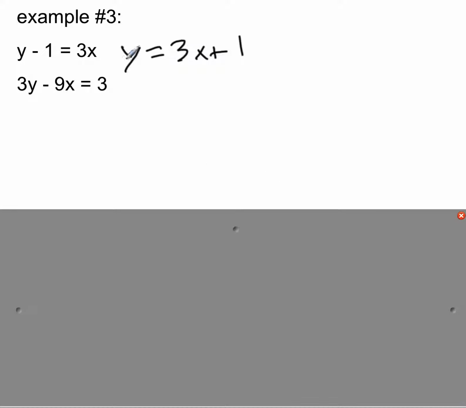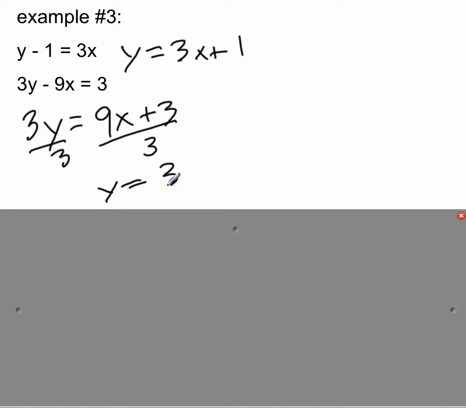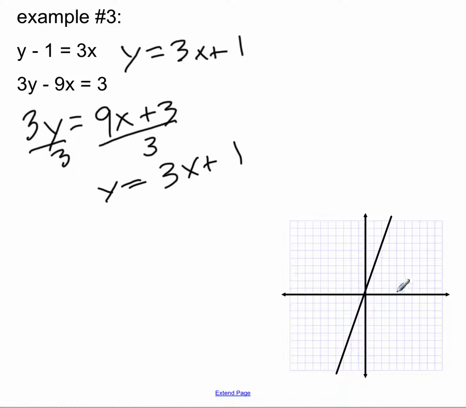I've already got this one in y equals mx plus b. So let's change this one around. I'm going to first move over the 9x. Then I'm going to divide everything by 3. And I get y equals 3x plus 1. Oh my goodness, 3x plus 1, 3x plus 1. It's the same. So if I go to graph it, I'm only going to have one line. These two equations are exactly the same. They don't look it, but they are what they call equivalent.